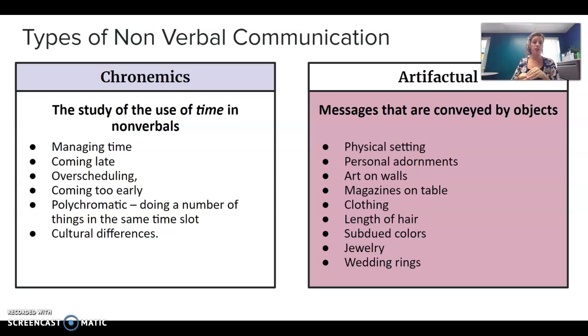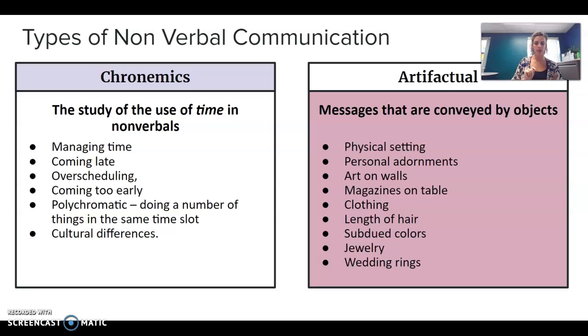So even you can utilize artifactual nonverbals if you do a home visit. So looking at a client's physical space, what types of decorations are on there? Is it overly cluttered? Is it sparse? Are there bed bugs? Is it sanitary? Like if you're working in child welfare, is there something going on that might be a red flag for safety for children?